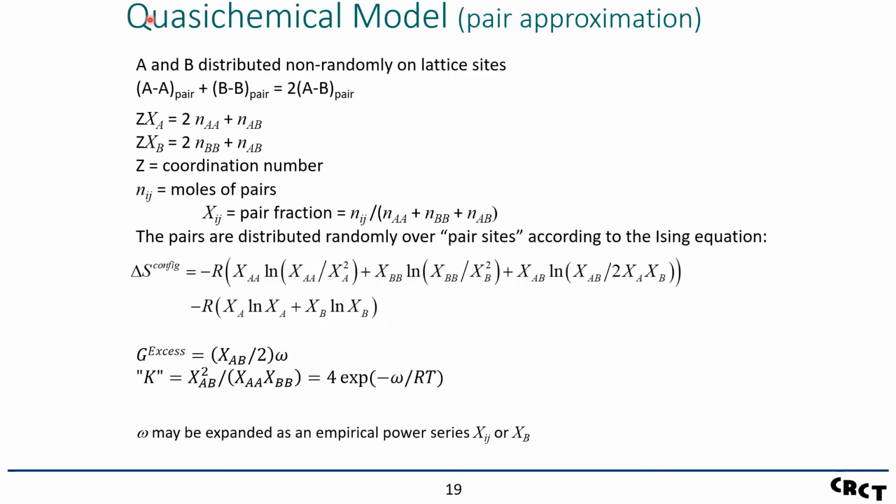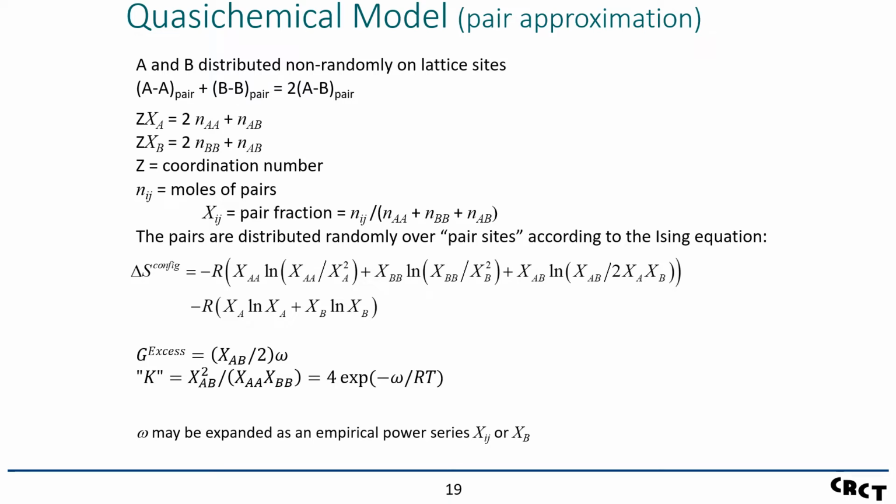In the quasichemical model, in this pair approximation, we say that A and B are distributed non-randomly in the lattice sites, so this pair reaction is displaced to the right. This here would be our mass balance, where the Nij are the number of moles of the different kinds of pairs, and Z is a coordination number, Xa and Xb are the overall mole fractions. And the pairs are distributed randomly over pair sites.